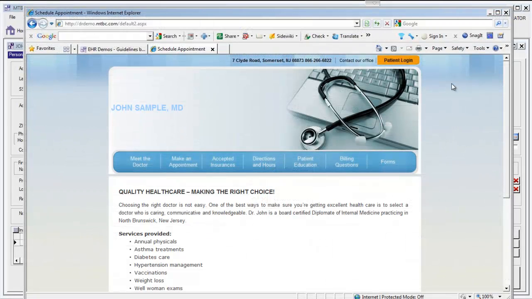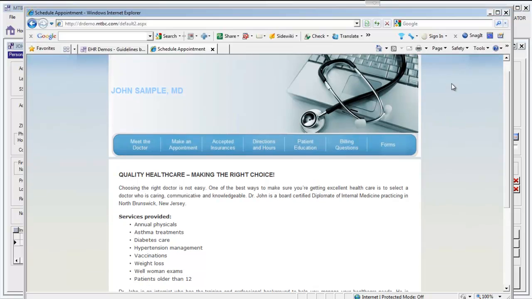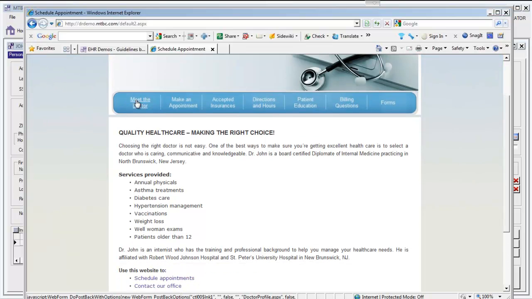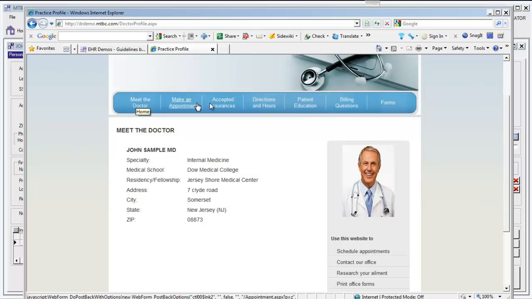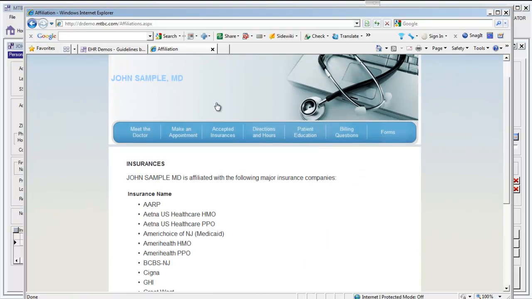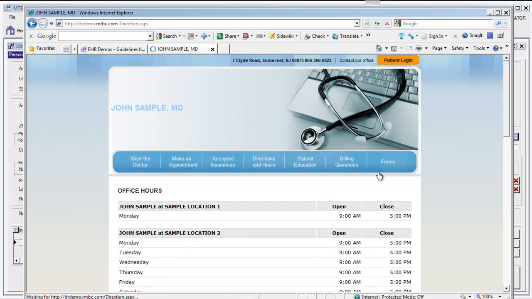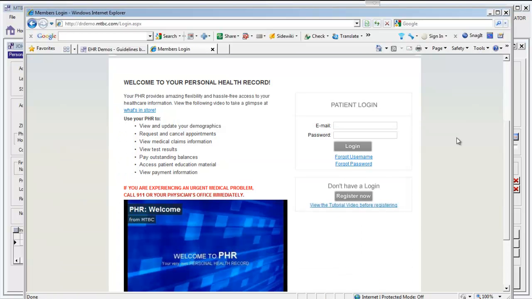Here we have a sample PHR website. This would be a website for your practice, where patients can meet the doctor, view your accepted insurances, get directions and office hours, access patient education and billing resources, as well as complete online forms for your practice. The key portion of this website is the patient login section, where your patients can create a secure account to access the material on the PHR website. Let's go ahead and log in.